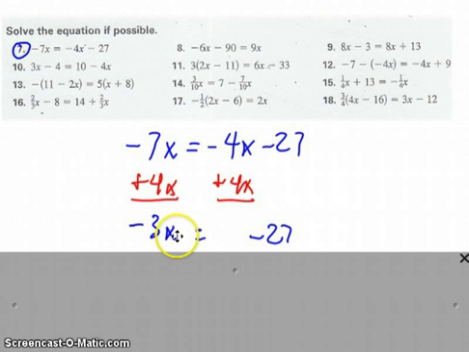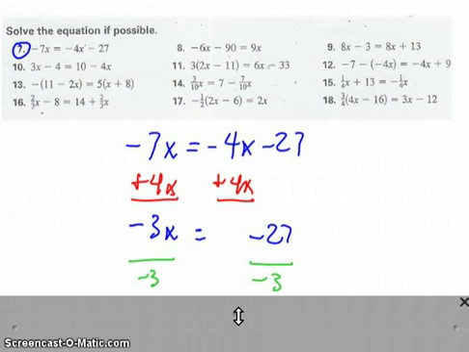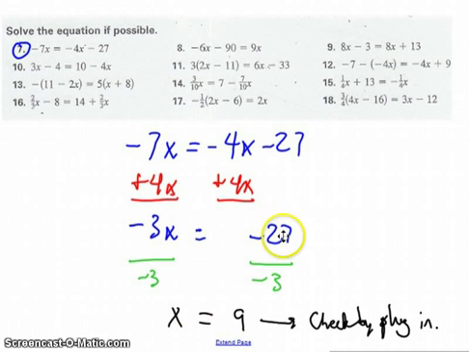To figure out what x is, I've got to move the negative 3 over. I'm multiplying by negative 3 right now, so I've got to undo the multiplication, which means I divide by negative 3. I do that on both sides. And now on the left side, that's going to cancel out. I'll just have x. And on the right side, I've got negative 27 divided by negative 3, which is 9.